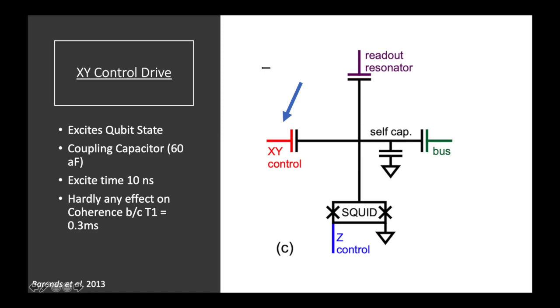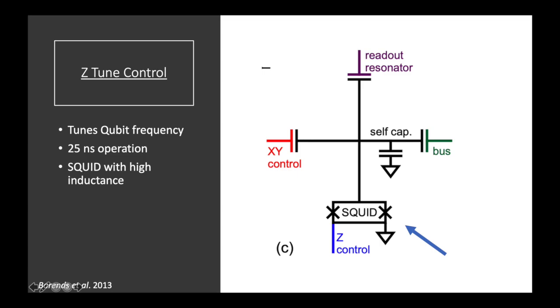So the XY control drive is responsible for exciting the qubit state. It's mediated by a coupling capacitor. Note that it's got fast control, so it excites the qubit in 10 nanoseconds, which hardly has any effect on our T1 coherence times because it's on the order of milliseconds. So the Z control is responsible for tuning the qubit frequency. It's composed of a nonlinear squid with a high inductance and operates at 25 nanosecond control time. So this is sort of similar to the X control variable used in the Cooper pair box example in the slides. But then also it plays an important role in increasing our EJ to EC ratio to make it higher.